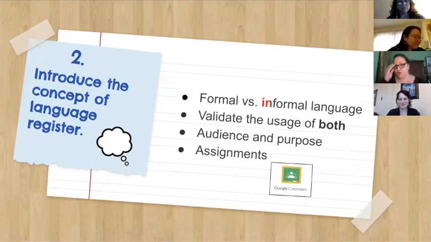Once I do that, I get them talking about it. I introduce the concept of register, right? I talk about formal versus informal language because I'm working with 10-year-olds, so I have to make this as clear as possible. And a really, really important point I want to make is that I make a point to validate the usage of both. I don't want them to think that informal language is bad and formal is good. I want them to understand that we change the way we speak depending on the register. And I try to teach them that word. That you change the way you talk depending on your audience and your purpose. And we talk about what language belongs in the classroom in our essays and what belongs on our cell phones when we're texting.